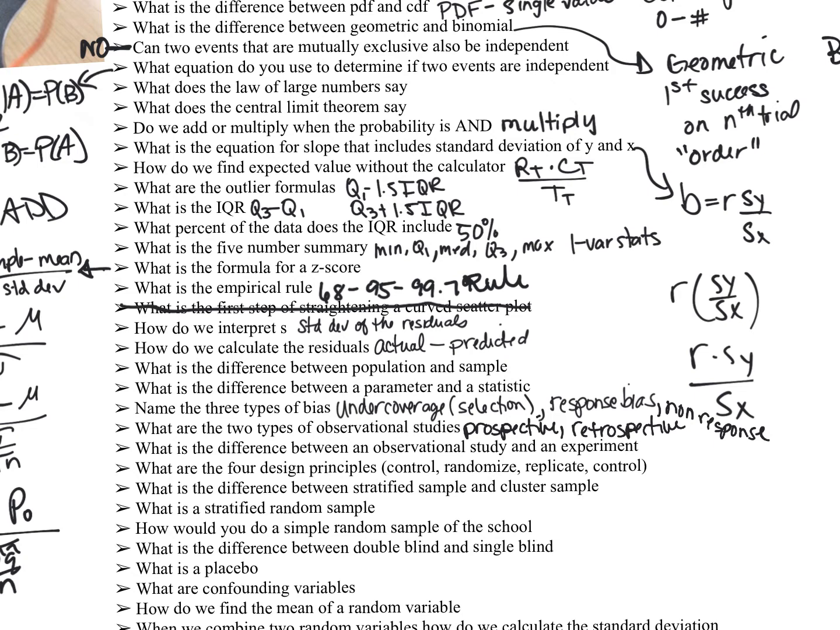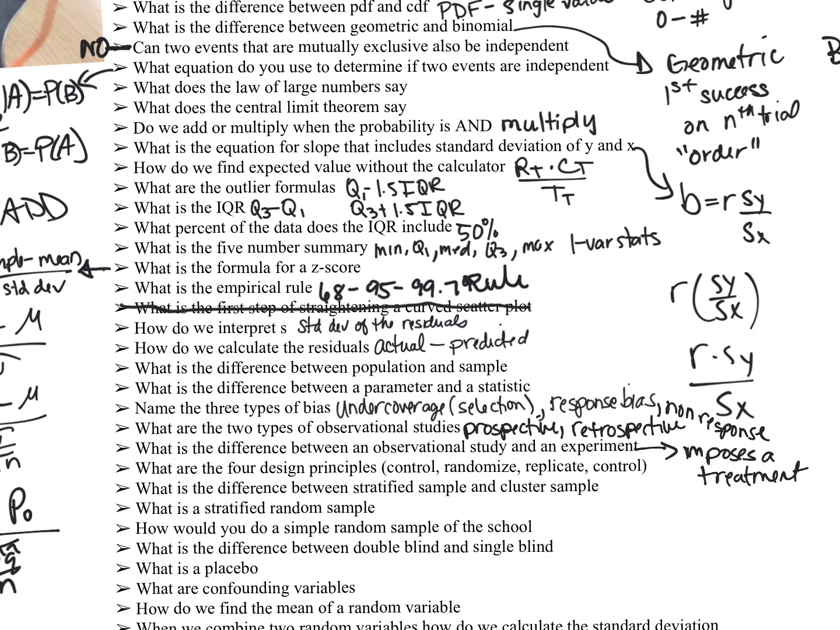An observational study is just watching people as they live or looking into old data. An experiment imposes a treatment. We can determine some causal relationships from experiments, but never from an observational study.